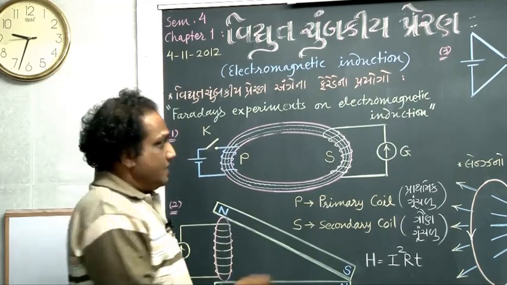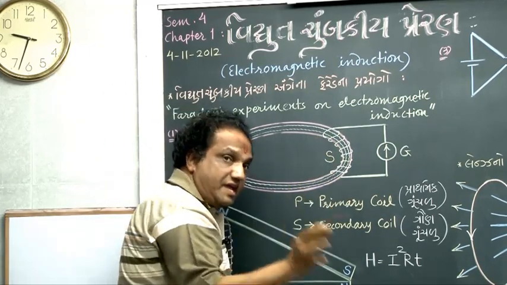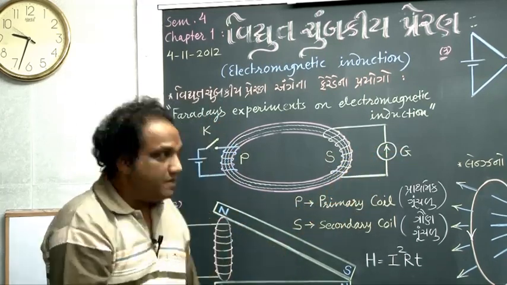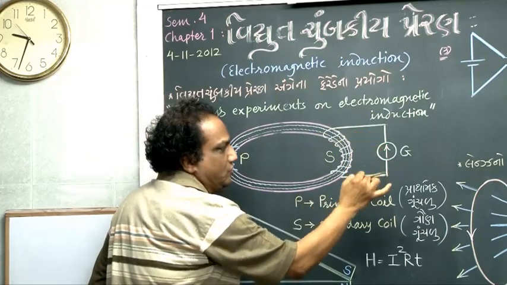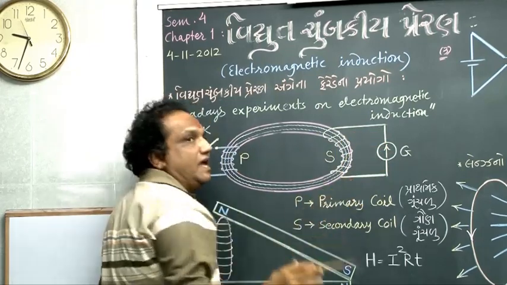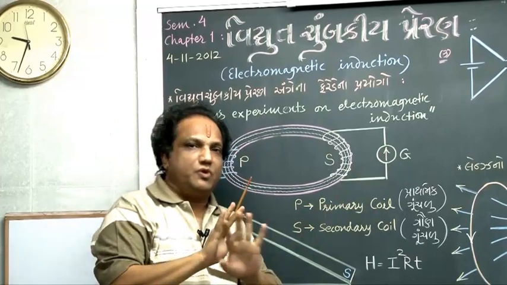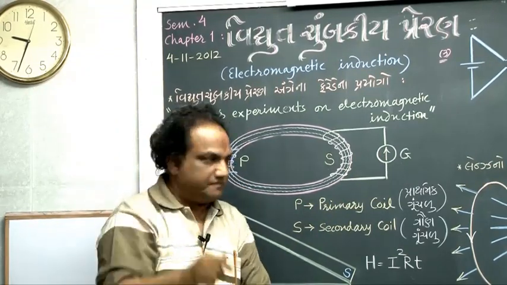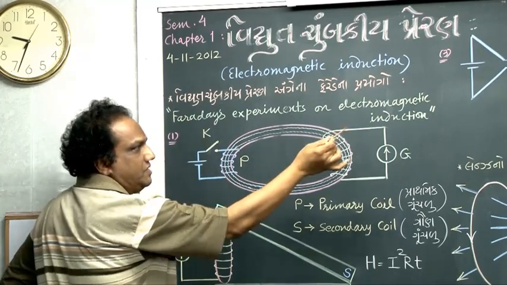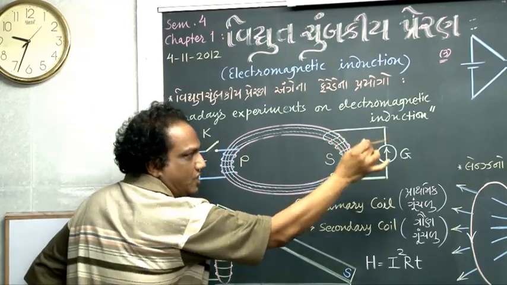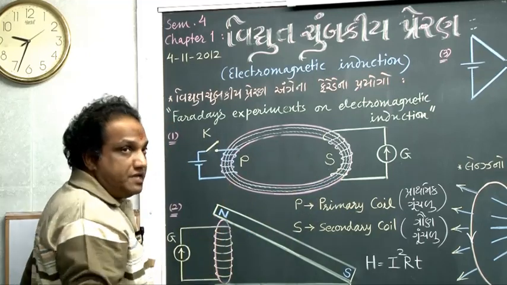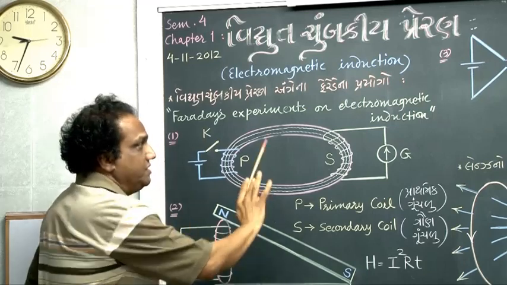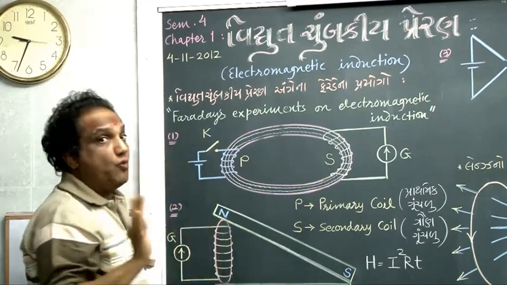Now tell me, though magnetic flux is linked, there is no deflection, meaning thereby there is no current passing through this secondary coil. And that is why this pointer is not showing any deflection. It remains at the central zero position. Fine. Now tell me, there is no deflection here, there is no current here. It means to say, to obtain current in the secondary coil, perhaps the magnetic flux alone is not enough.